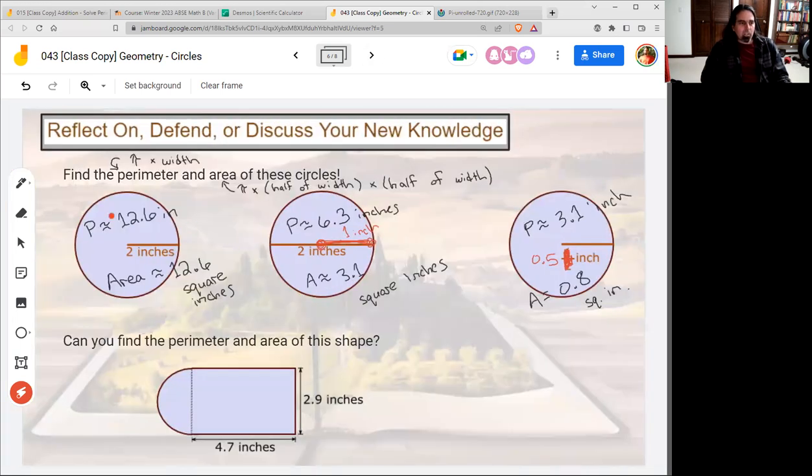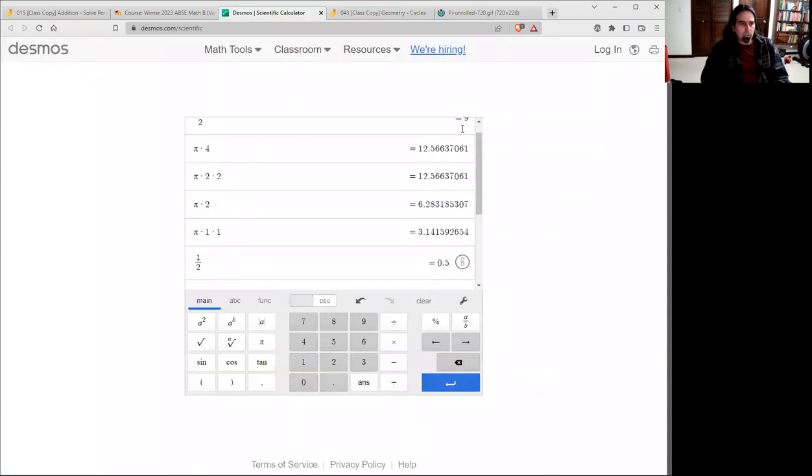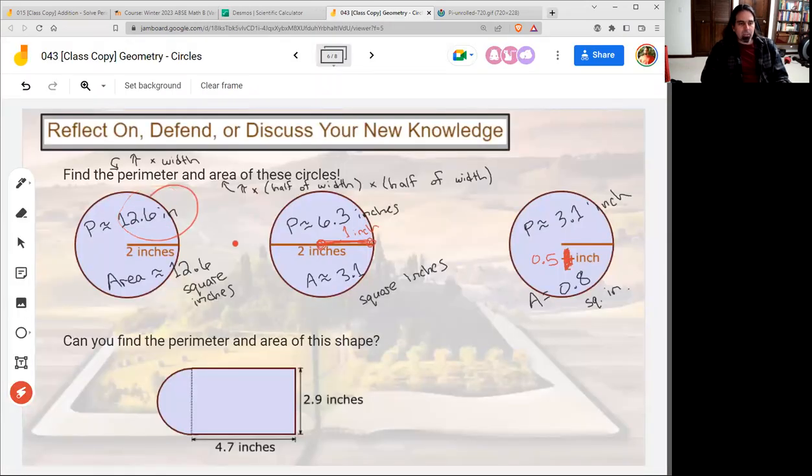So we could just plug things in. What's the perimeter of this circle? Pi times the width. So for this one, the whole width was 2, and 2 more was 4. So we did pi times 4, and we got 12.6, and we just wrote that down. So just plug things into formulas and you get your answer.